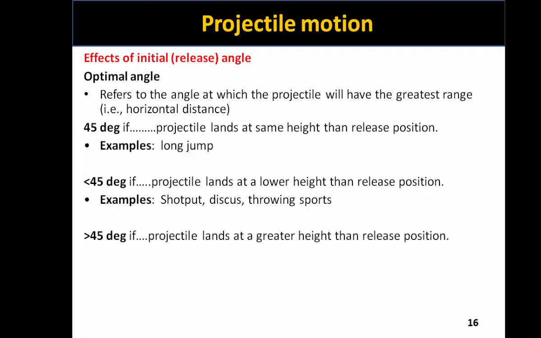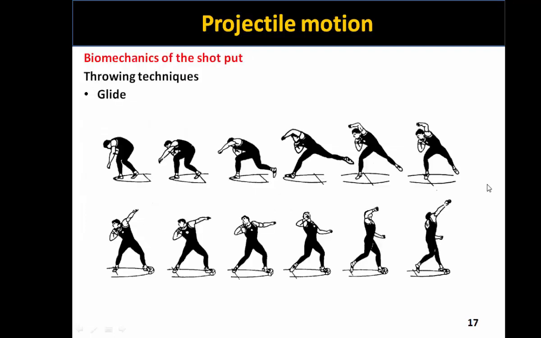The optimal angle will tend to be greater than 45 degrees if the projectile lands at a greater height than the release position. And that's, in this case, the need to achieve a greater vertical trajectory is important, because that landing height is greater than the height at which the projectile was released.